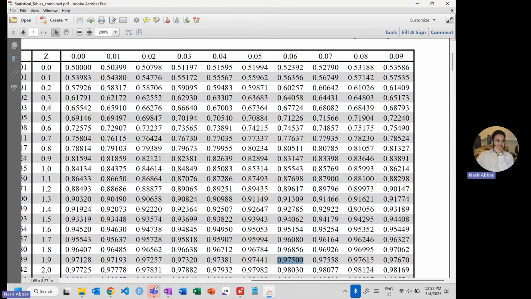Most of the time this value will not be available exactly. We know it from chapter 4, we know it from chapter 7, that if this value is not available exactly, we will pick the closest one. Either we pick the left one or the right one, no problem. Whether you pick the left one or right one, no issue. So against this 0.975, what is the value of Z? 1.96. This is called your critical value.